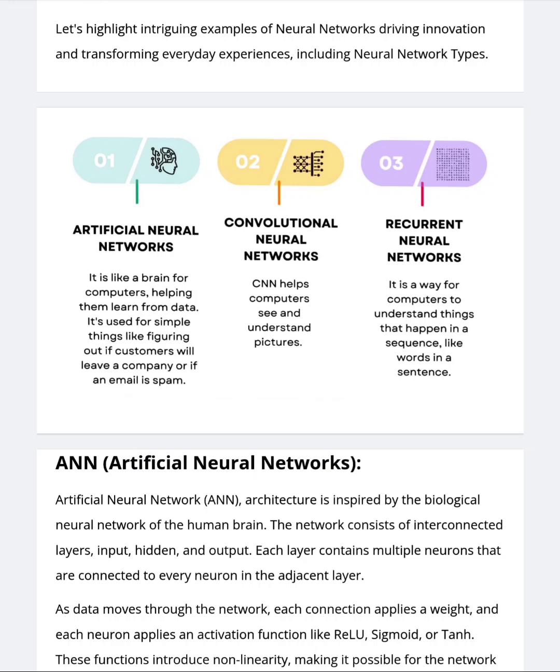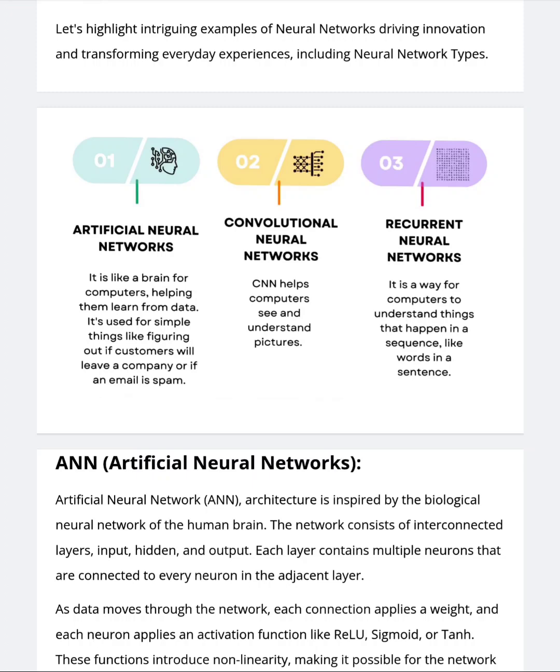Whereas convolutional neural network is another type of neural network which helps the computer to have vision, to see and to understand the pictures and the data based on the pictures so that it can make a decision. Then the third is recurrent neural network, which is a way for the computers to understand the things that happen in a sequence. And these things can be happening one after another, just like words in a sentence. So there is a proper sequence to be followed for the words in the sentence. So for such things we have recurrent neural network.